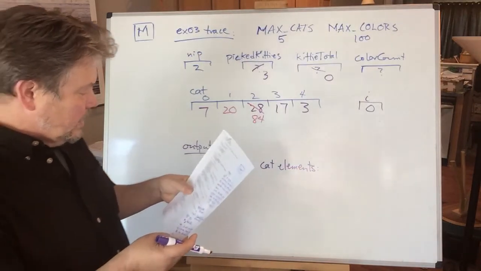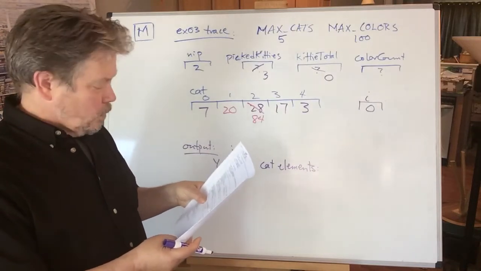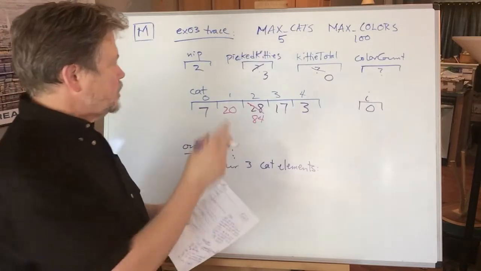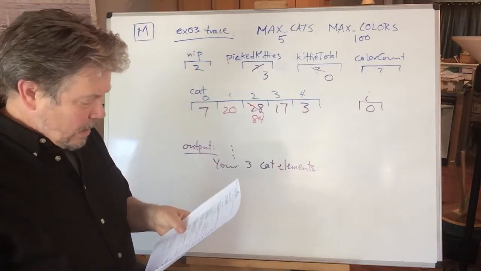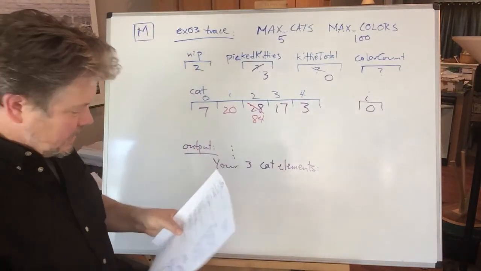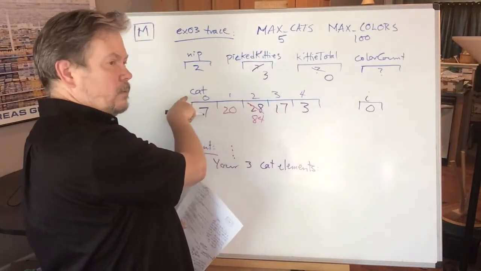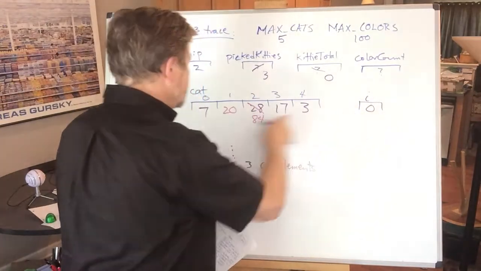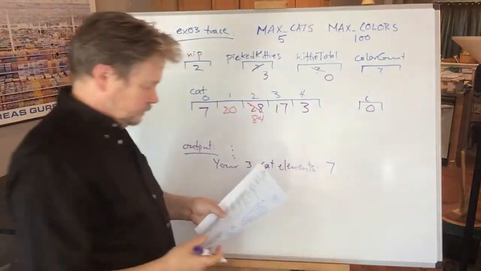I is 0, it does that at the beginning of line 49. It makes a new variable I just for use in the for loop and sets it to 0. It checks to make sure I is less than picked kitties. It is. 0 is less than 3. So away we go. It prints out cat square bracket I. That's what I wanted to catch up to. Here's the array cat. Square bracket I is going to be square bracket 0 the first time through. So it prints out 7.